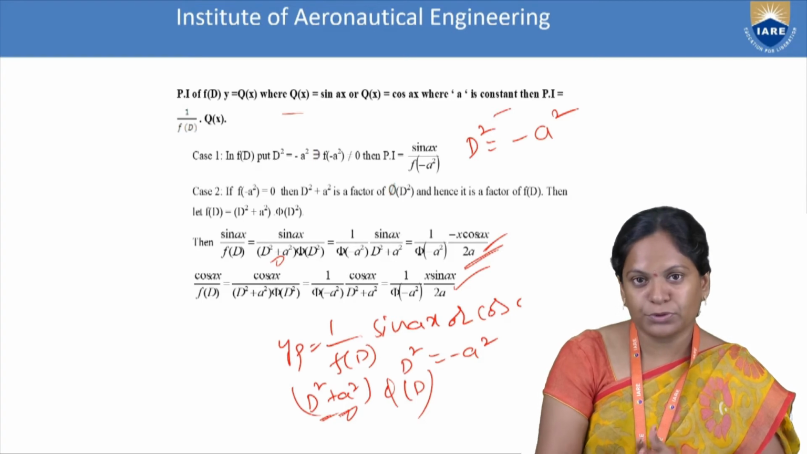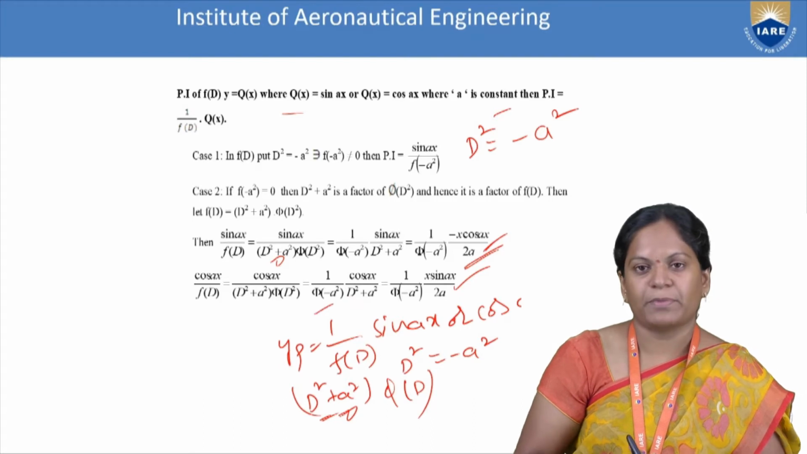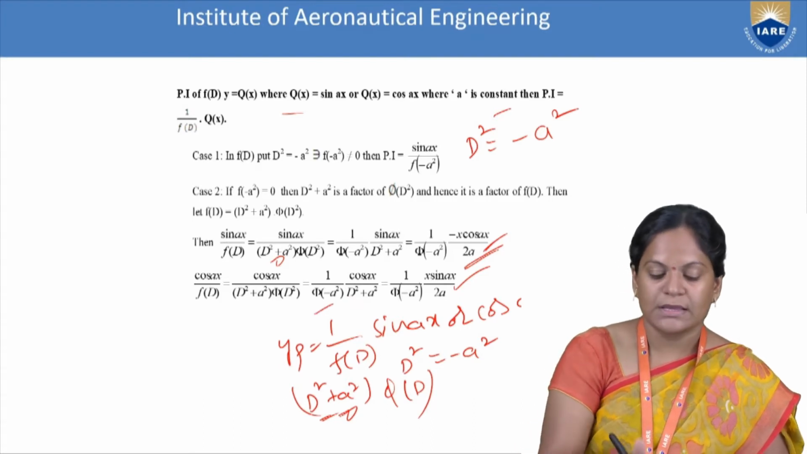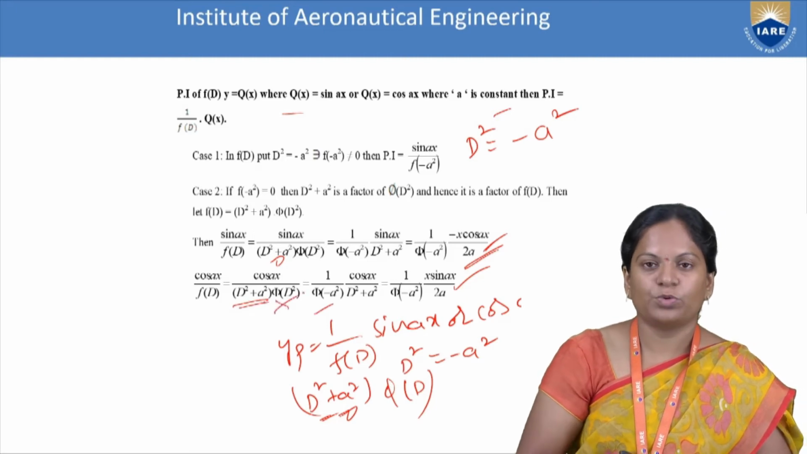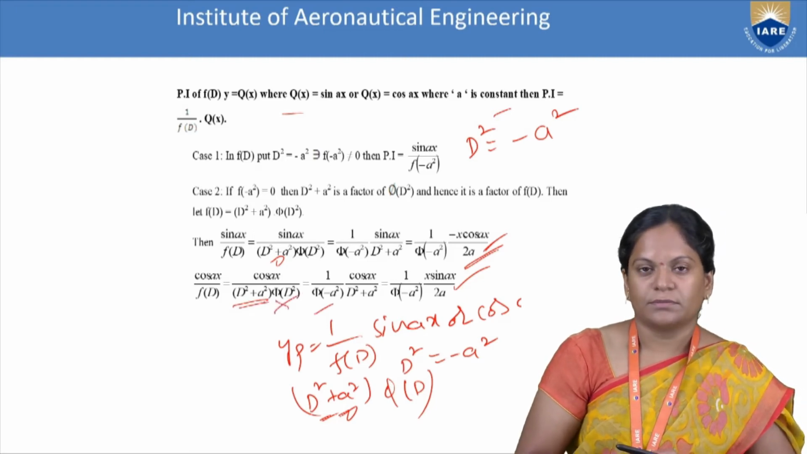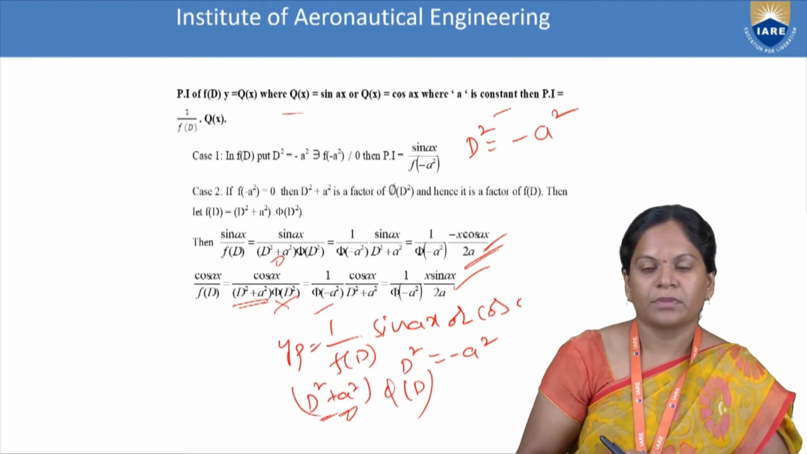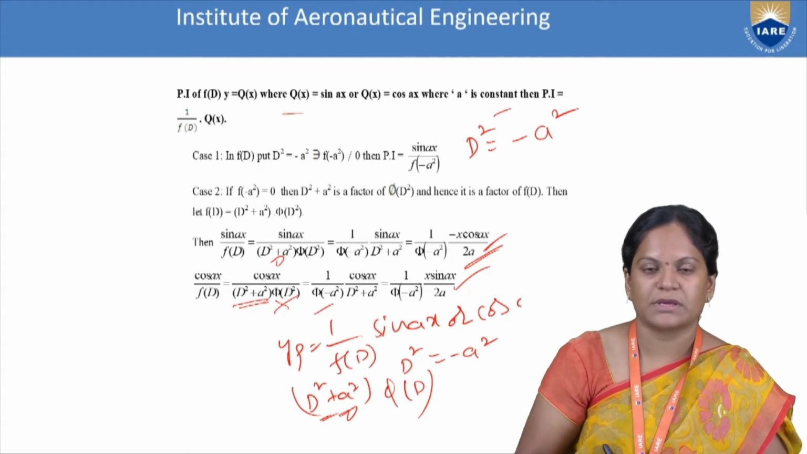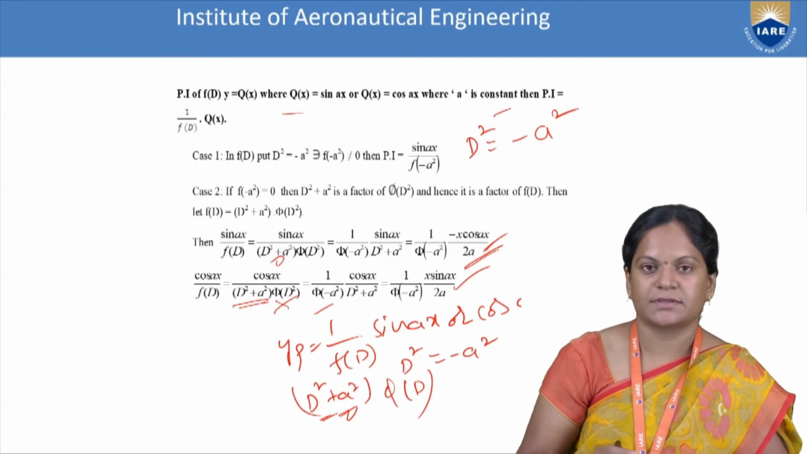Here we have to remember two things. Sometimes we have phi of minus a square, sometimes we don't get phi of minus a square. We have only one term, suppose d square plus a square, which is equal to 0. So no need to worry about this phi of d square. Based on the given differential equation, we have a factor, and based on the factor form of the given differential equation, we have the solution: for sin ax by f of d, it is minus x by 2a cos ax, and if it is cos, we have x by 2a sin ax.